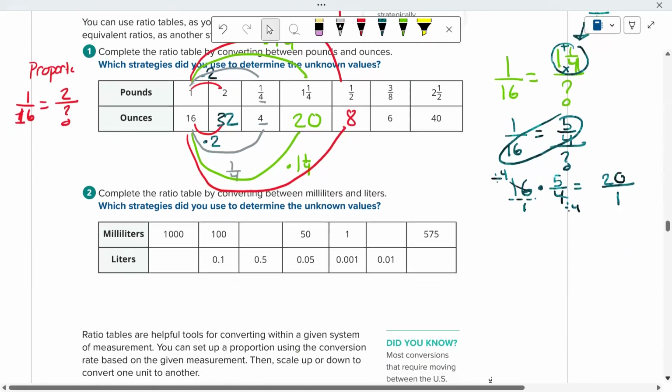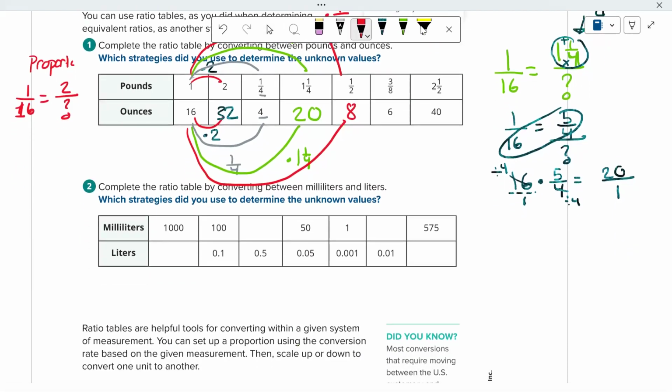number 2, it says complete the ratio table by converting between milliliters and liters. Understand this is a conversion table. A ratio table is another way to say that. I'm converting milliliters to liters. You always start with something that they give you or something they know. You can start with 100 to 0.1. You could have started with 50 to 0.05. You could have started with 1 and 0.001. I prefer that one. That one's actually very, very easy to do. Well, that's just me. So it is up to you how you want to do this.